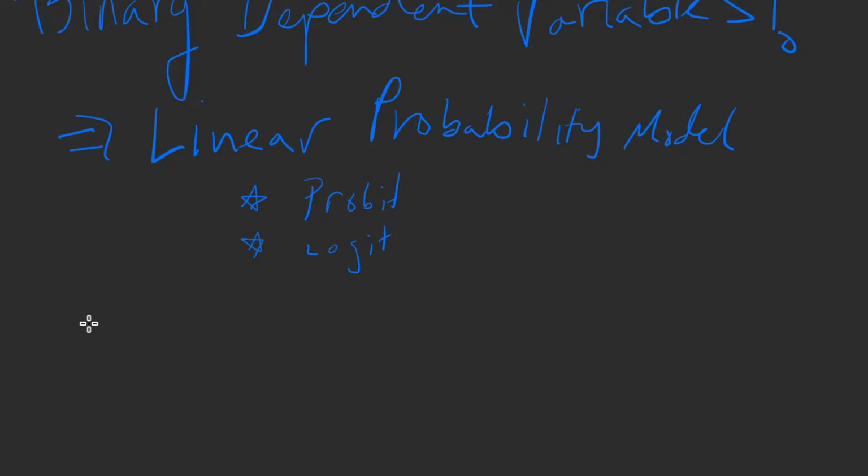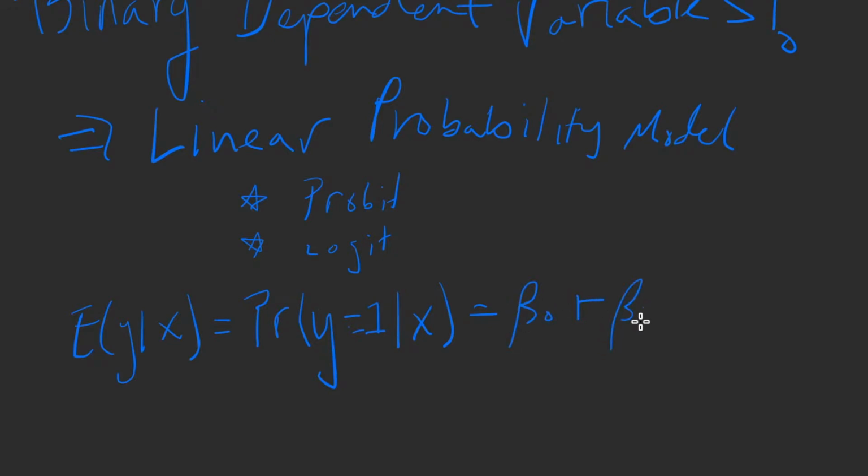When we predict binary outcomes, we are thinking about the conditional distribution as usual, expected value of y given x. But in this case, y only takes two values, and so what we end up predicting is the probability that y equals 1 given the values of x. And then that equals our usual linear regression model, beta naught plus beta 1 times x1 through beta k times xk. So with this regression function, we are estimating the probability of success.